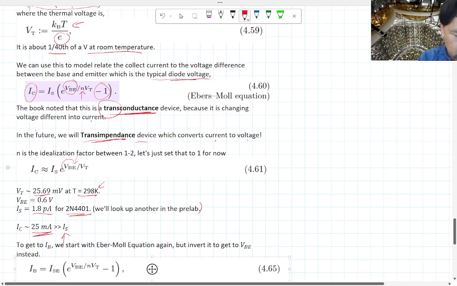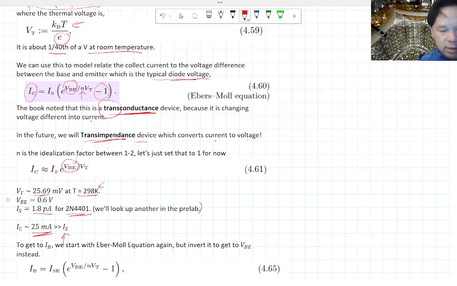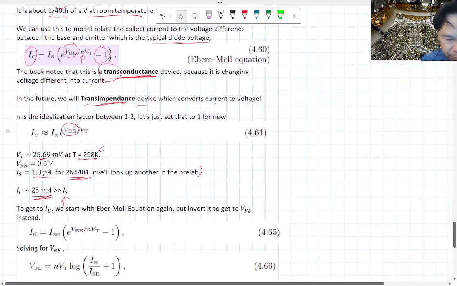But the main point is that it's going to be much bigger than the saturation current because of this ratio of 0.6 divided by 0.026, right? Because this exponential is going to be a number on the order of maybe 20. So e to the 20 is a pretty big number.